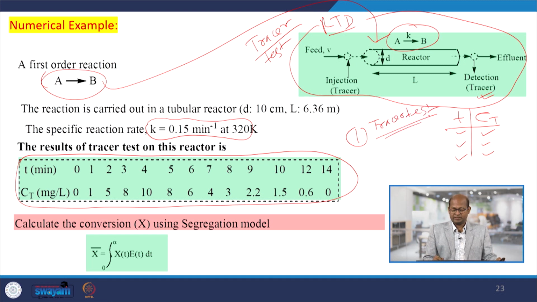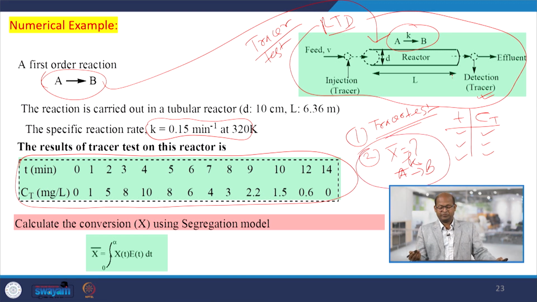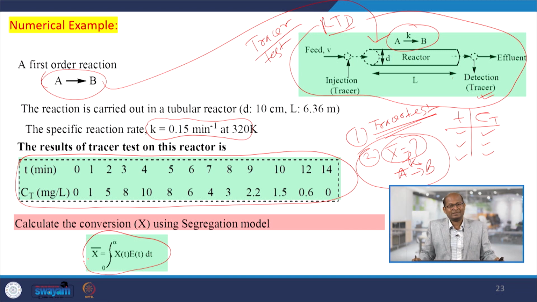Considering this tracer test, we can predict the average conversions for these reactions. Here the reaction rate constant is given. We are not conducting these reactions here; we only have the tracer test, and with the help of the tracer test we can find out the average conversions, by considering the segregation model. In the segregation model, the average conversion equation is x bar equals the integral from 0 to infinity of X(t) E(t) dt, which we have developed for segregation models.